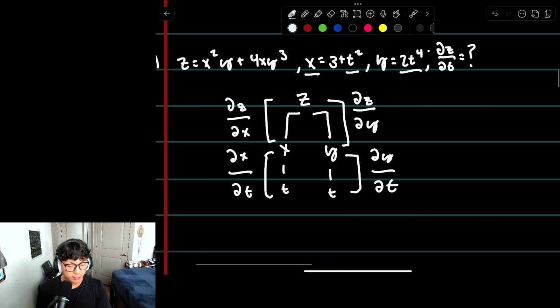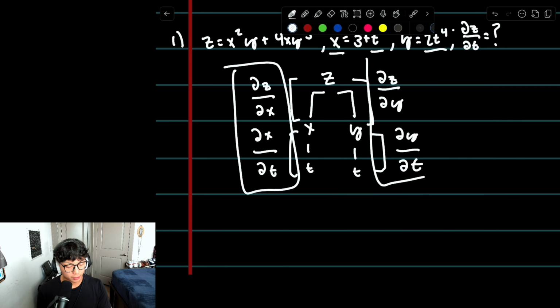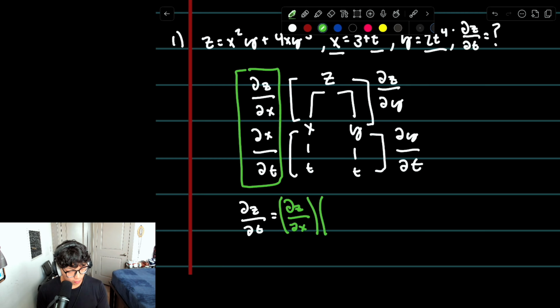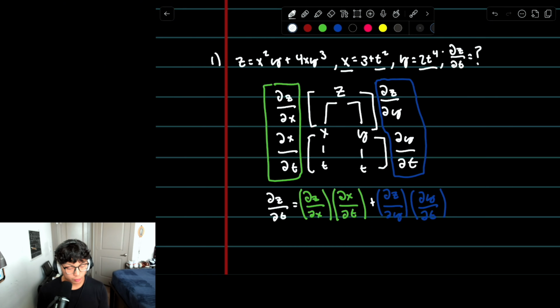Now, since we're asked del of z over del of t, we have to multiply this side and add it to the multiplication of this side. So our equation will be del of z over del of t equals the del of z over the del of x times the del of x over the del of t. And we're going to add that with the del of z over the del of y times the del of y over the del of t. And so now with this information, we can just plug in.